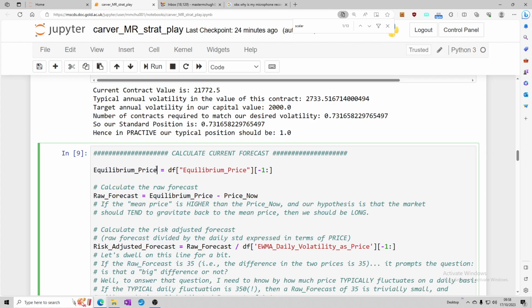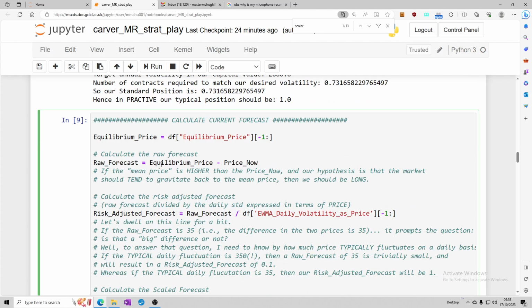So the equilibrium price, or the mean price, I calculated that earlier, didn't I? But by tagging on this -1 at the end, I'm just taking the current equilibrium price, not yesterday's equilibrium price or the equilibrium price as it stood a week ago, what it currently is. Then calculate the raw forecast, which is the equilibrium price minus what the price is right now. That gives us a raw forecast.